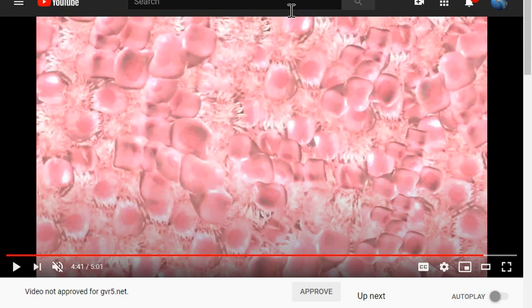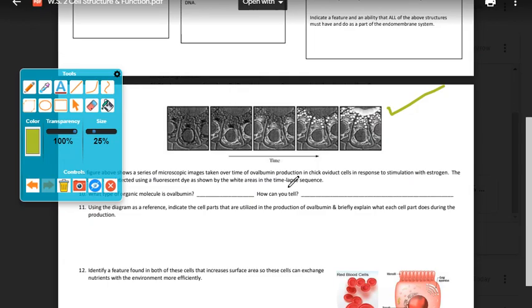All right, let's go to this worksheet real quick, okay? You just watch that process happen, a mucin being made and being secreted from a cell. Let's see if some of this makes sense, okay? And then a few more things that we need to add here that are important. It says, microscopic images taken over time of ovalbumin production in chick oviduct cells. I'm not going to teach you any of this stuff, but what I have taught you is this. If a molecule ends in IN, you're dealing with protein production. That's what this whole question is about.